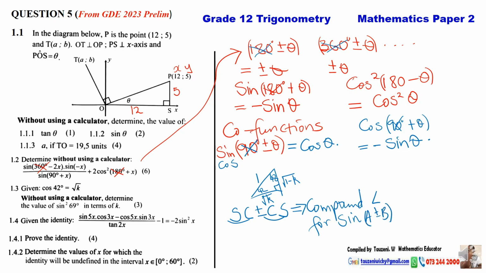If your expression has got cos and another cos, then sine and another sine, it is also a compound angle, but it is a compound angle for cos. So this is cos of A plus or minus B.